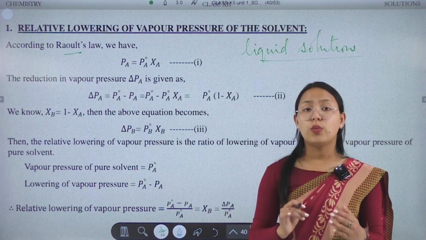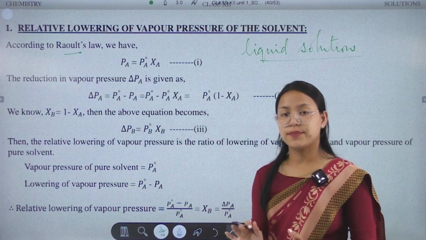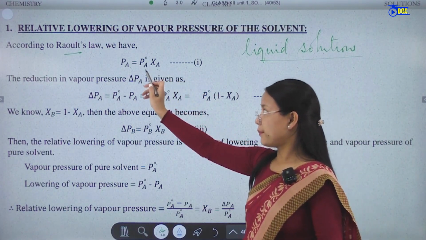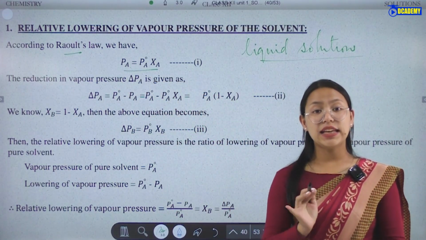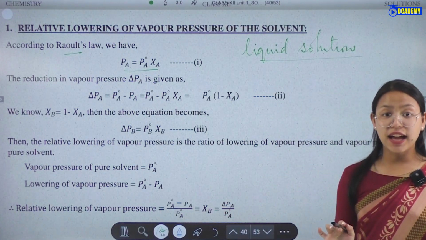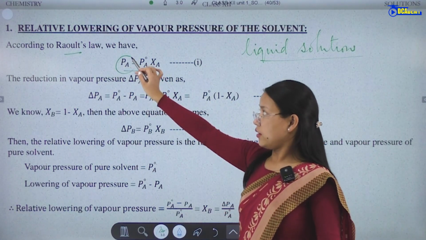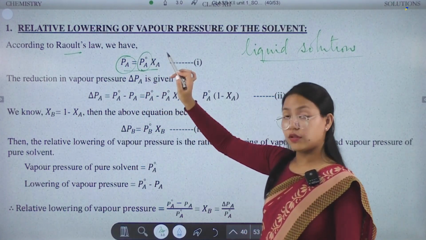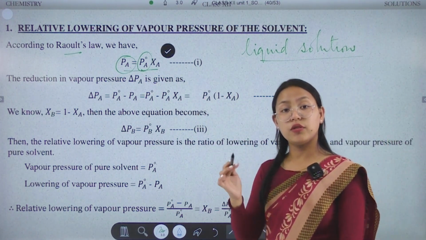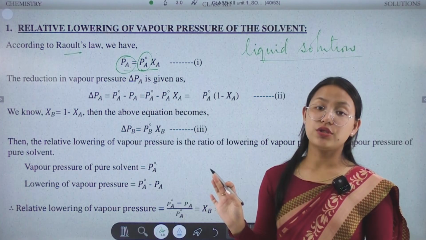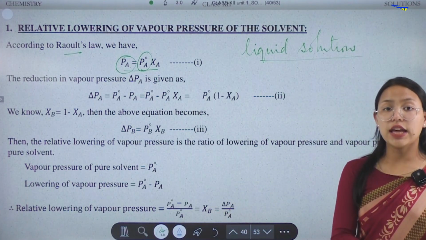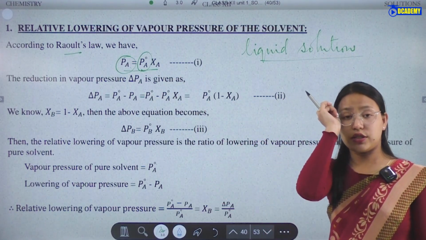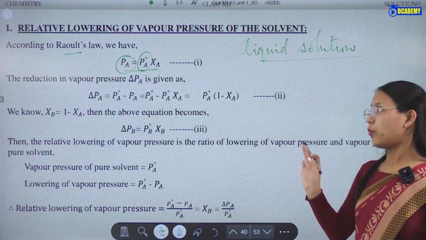Alright. So we take the liquid solutions. Now let's see here. According to Raoult's law, we have PA equal to PA naught XA. This PA is the vapor pressure of A, and PA naught is the vapor pressure of A in the pure state. And XA is the mole fraction of the component A.